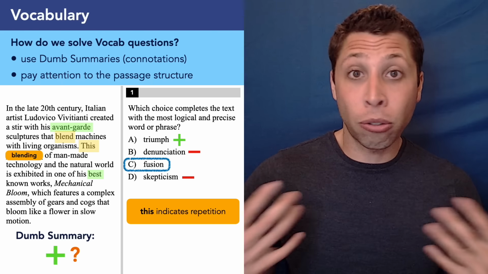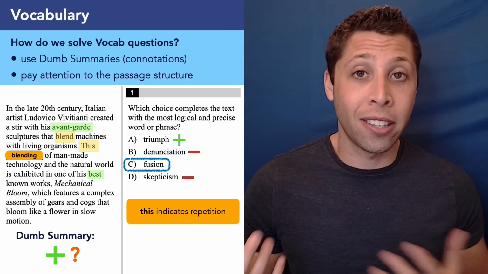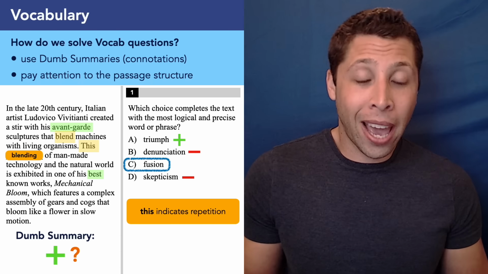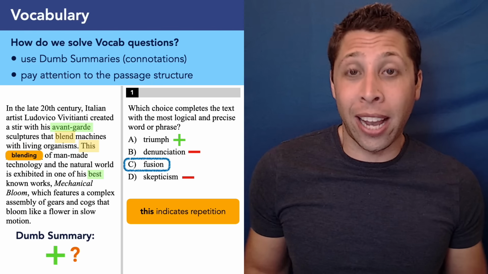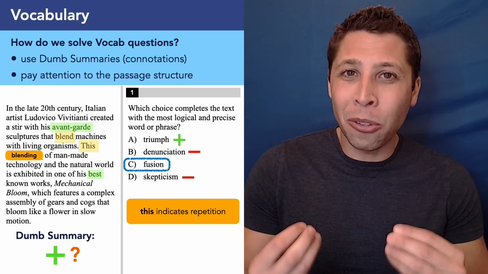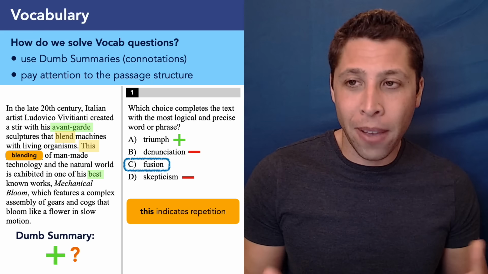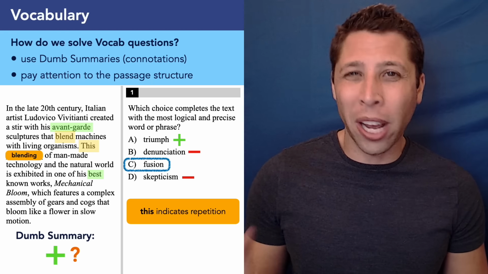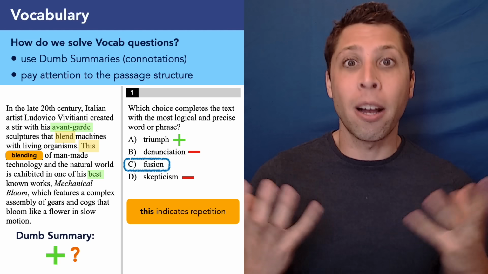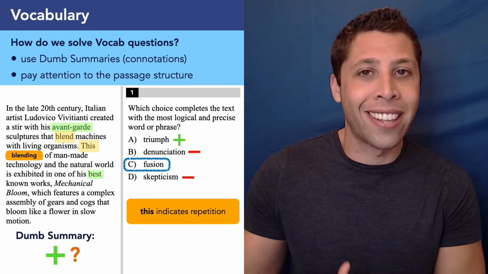So this triumph of man-made technology in the natural world is exhibited in this best-known work. Well, okay, maybe it's a really, really cool thing. I don't know, it sounds pretty cool the way they describe it, but I need some sort of evidence that it is a triumph. And avant-garde and best, that was just two kind of weakly positive words. That's not enough to justify something being triumphant. I really want a similar word to that.